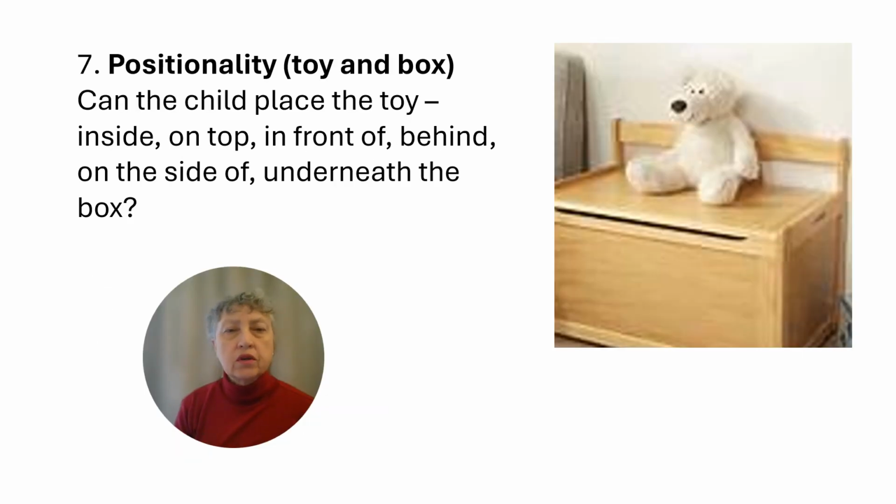For part 7, observe and record the child's sense of one object's position in three-dimensional space relative to another object. Use a toy and a box or a desk. Ask the child to put the toy inside the box, on top of the box, in front of the box, behind the box, on the side of the box, and underneath the box to observe their understanding of position.